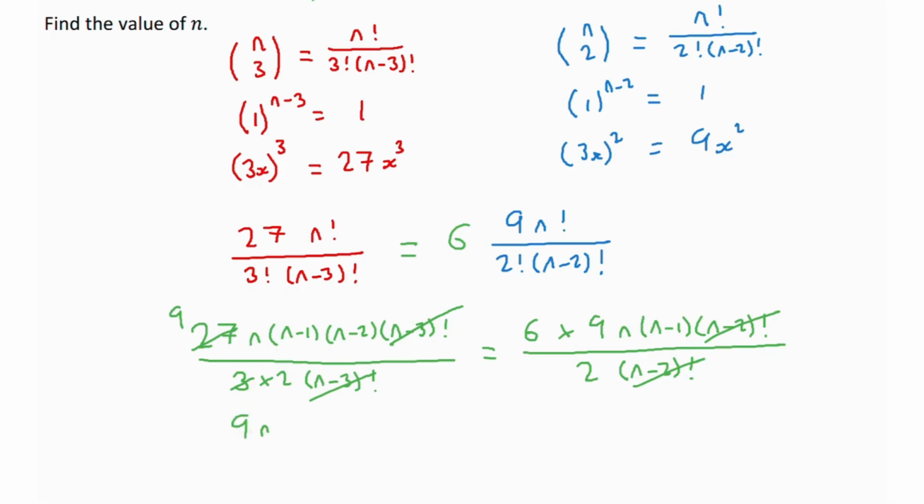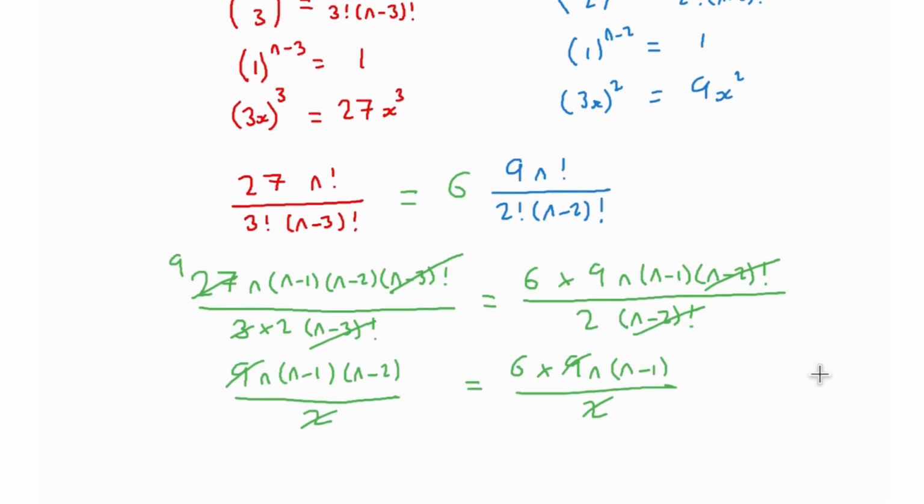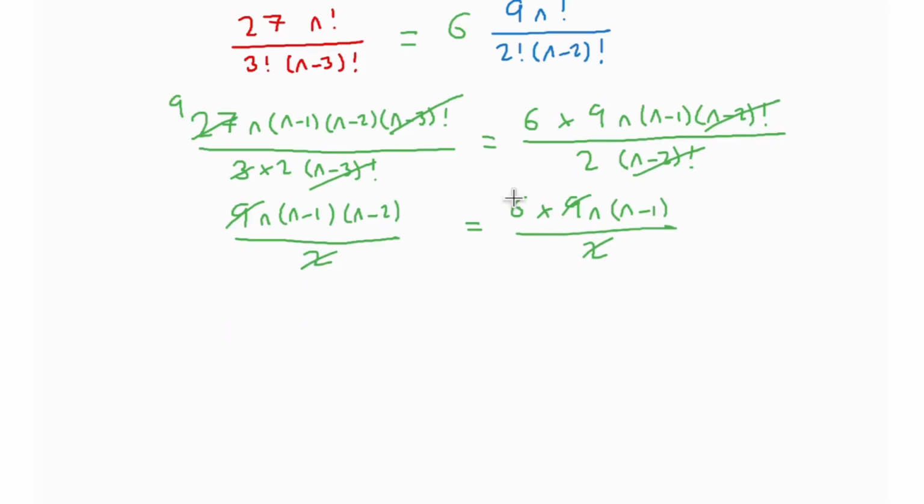We get 9n(n minus 1)(n minus 2) over 2 is equal to 6 times 9n(n minus 1) over 2. Given they're both over 2, we can get rid of those. Given they're both times by 9, we can get rid of those. Now we might want to say, given they're both times n, we could divide through by n. The problem with that is we're going to lose solutions if we do that. So we're not going to do that. We're going to keep the n's there because that's not a constant term.